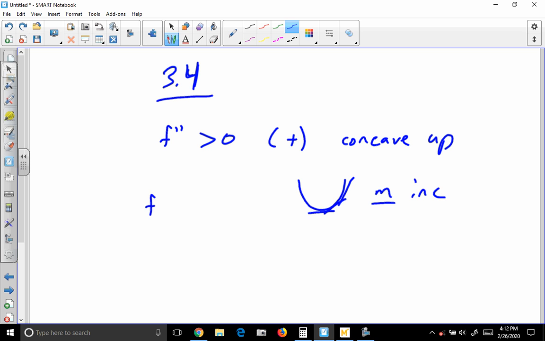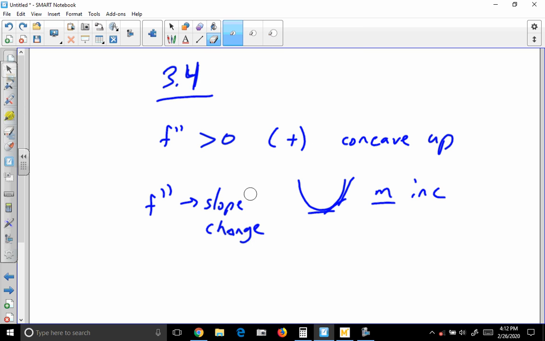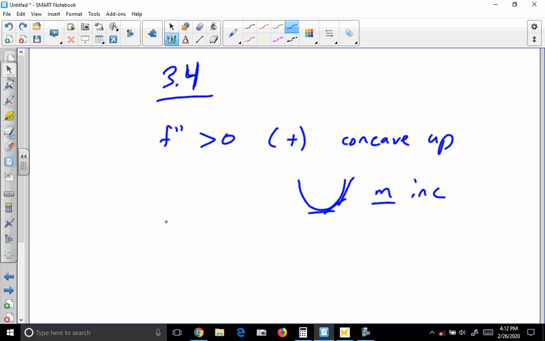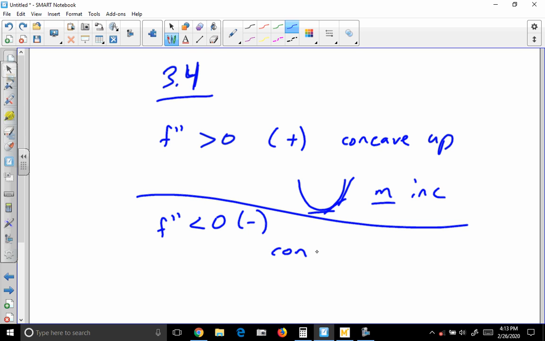So the first derivative tells us about slope. So the second derivative tells us how slope is changing. So the second derivative, how does the slope change? So if the second derivative is positive, our slopes are getting bigger. Conversely, if the second derivative is less than 0, if it's negative, then we're concave down, because as we go from left to right, our slopes are getting smaller.